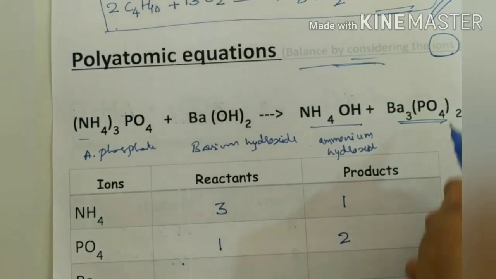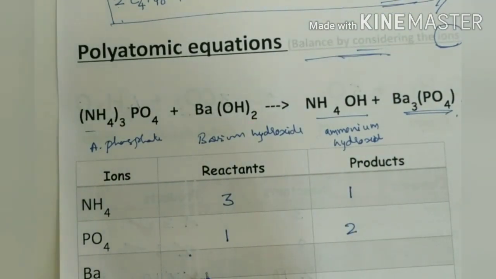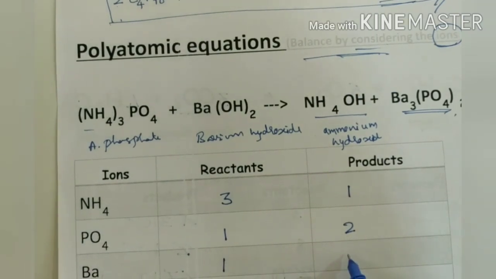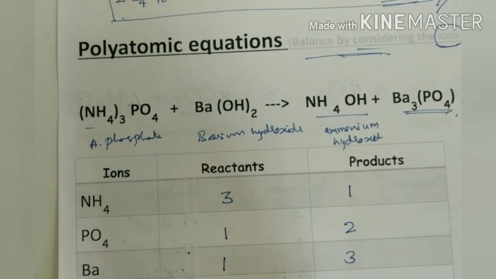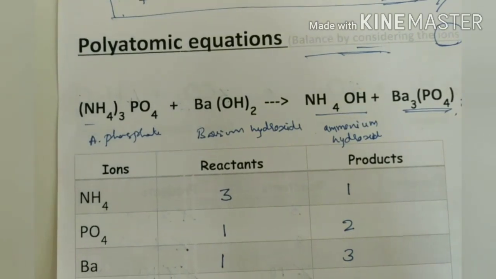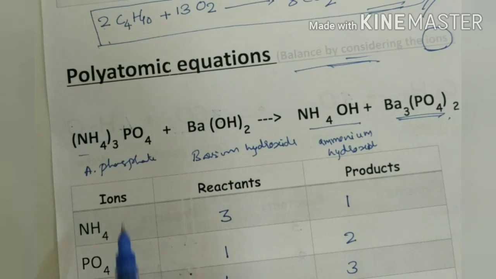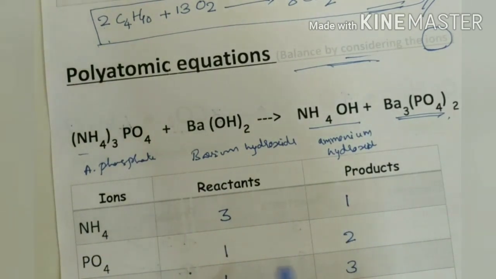You have to consider the full ion, not just the 2. And next barium: here 1 is there, and here it is 3, right? Ba3 is there. And OH ion here 2 is there, whereas here only 1. Is it clear? So almost everything is imbalanced. It is a completely unbalanced chemical equation.